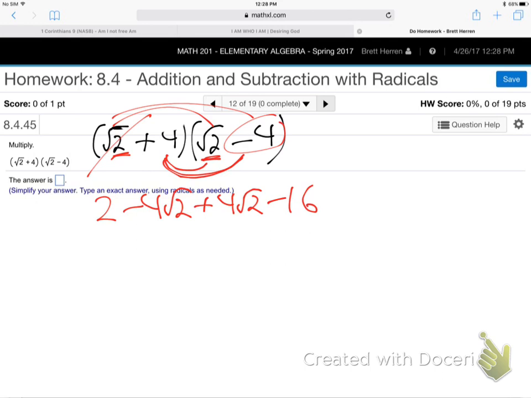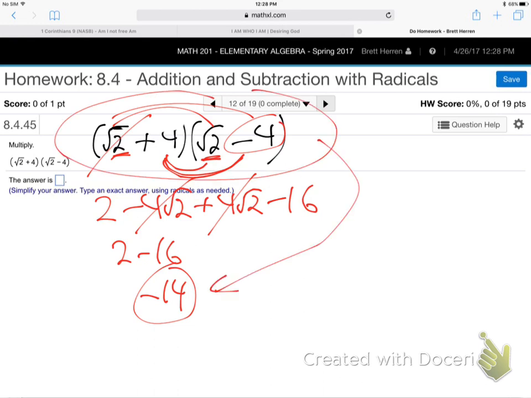We good so far with that FOIL? So multiplying is over at this point. There are no more parentheses. We go into adding and subtracting, and clearly those two in the middle cancel, don't they? They're opposites. So it's 2 minus 16, which is negative 14. That means all of this is a fancy way to say negative 14. Are we good there? Questions on that one?